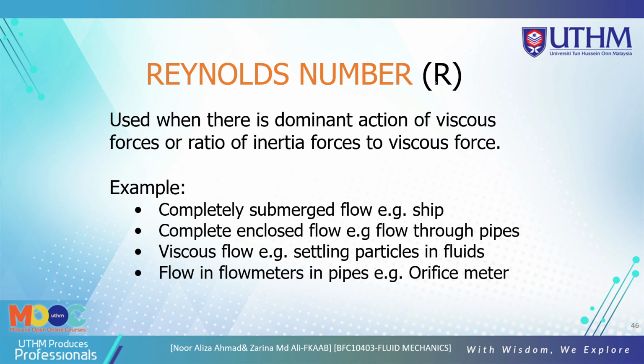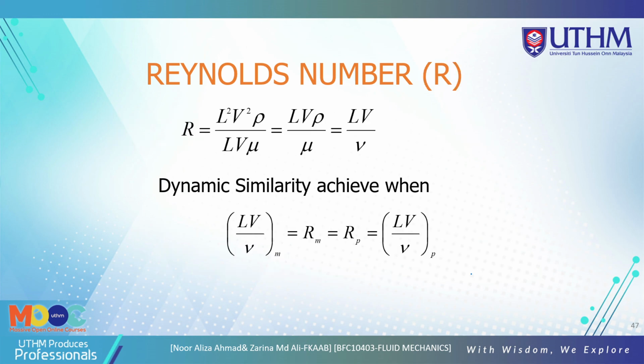Reynolds number is used when there is a dominant action of viscous force, or the ratio of inertial force to viscous force. For example, completely submerged flow in a ship, completely enclosed flow through a pipe. All these examples we have learned in the previous topic. Also viscous flow and settling particles in fluid, flow in flow meters in a pipe, such as an orifice meter and so on. So we have learned the Reynolds number in the previous chapter.